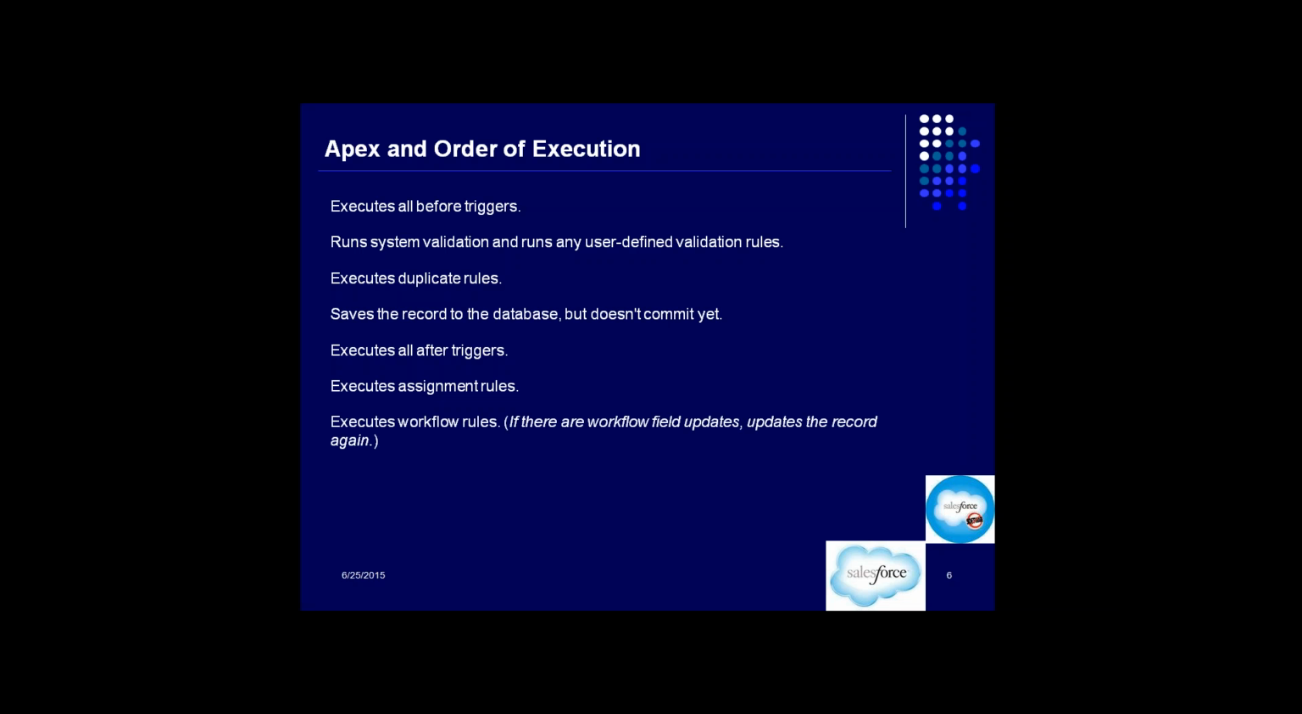Then your workflow rules are executed. But in these workflow rules, if there are workflow field updates, they update the record again. So in case there are any field updates in the workflow rule, the record gets updated again. But in case there are any email alerts to be sent from the workflow rule, that email will not be sent here. Email will be sent only after the record gets committed. Field update kind of thing will happen here. Task assignment will happen at this stage.